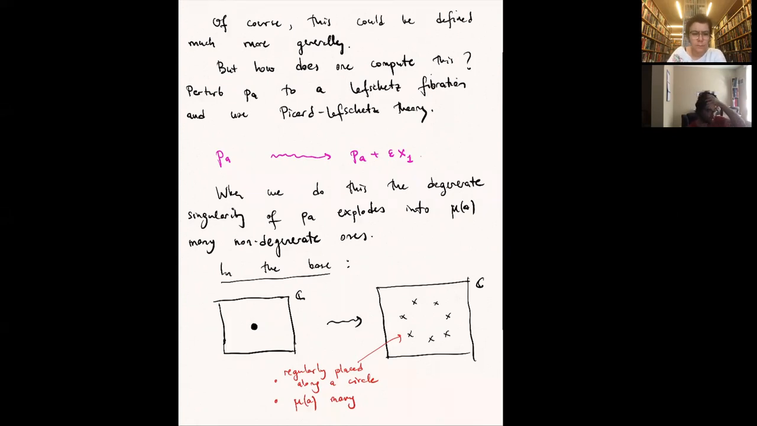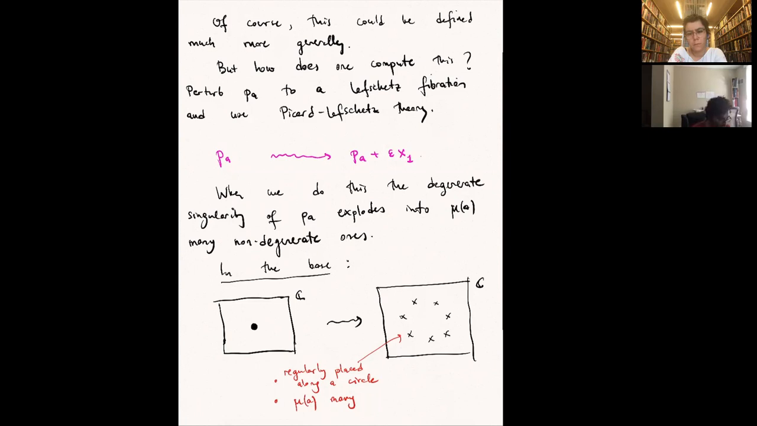So what you do first is take this polynomial and perturb it to a Lefschetz fibration by adding some new, small polynomial to it. Then you can use Picard-Lefschetz theory. In this case, concretely, we do the following perturbation. We start with P_A, the polynomial that I defined in the beginning, and you just add some multiple of the first coordinate function, where epsilon can be taken to be 1 here.